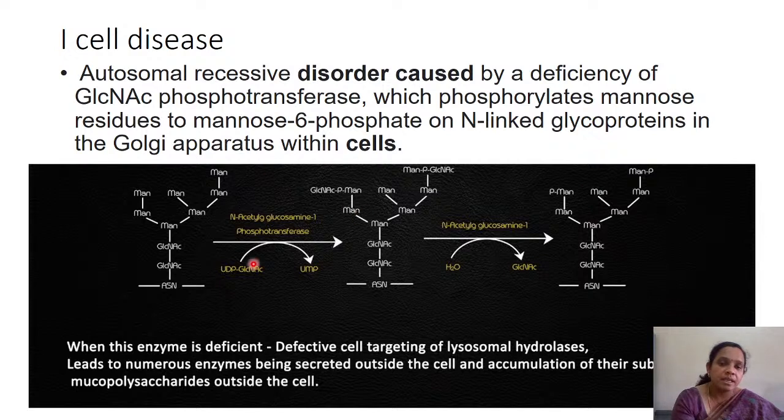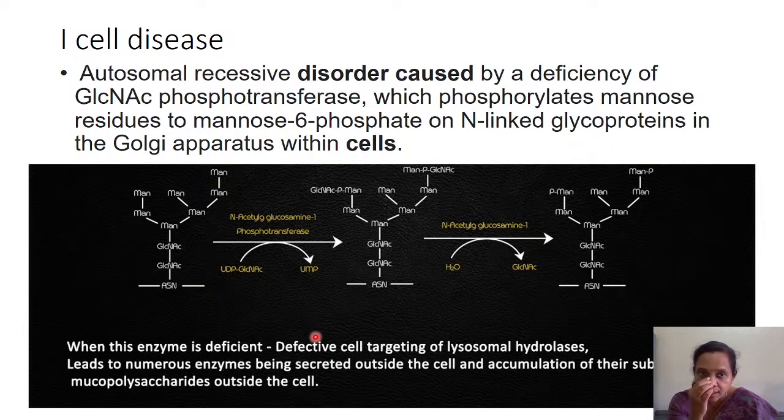Now, the defect comes when there is a deficiency of N-acetylglucosamine phosphotransferase. So what will happen when this enzyme is defective? Defective cell targeting of the lysosomal hydrolases leads to numerous enzymes being secreted out of the cell and accumulation of their substrate, mucopolysaccharides, outside the cell. These are the ones involved in lysosomal targeting. So the things that have to be hydrolyzed in the lysosomes do not get hydrolyzed, and mainly the things hydrolyzed by the lysosomes are mucopolysaccharides.